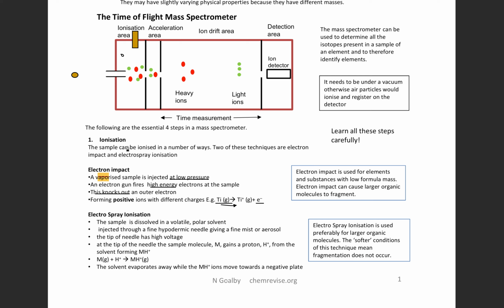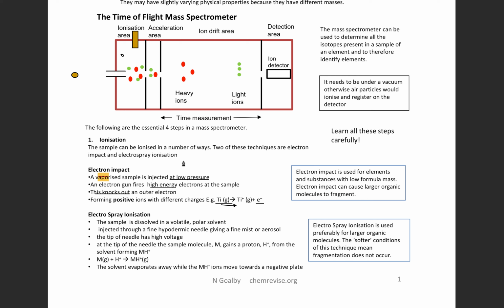so we did say the sample can be ionized in a number of ways. Two techniques are electron impact and electrospray ionization. This is the first way a sample is ionized in your ionization area. The first way is electron impact, which we're going through currently.